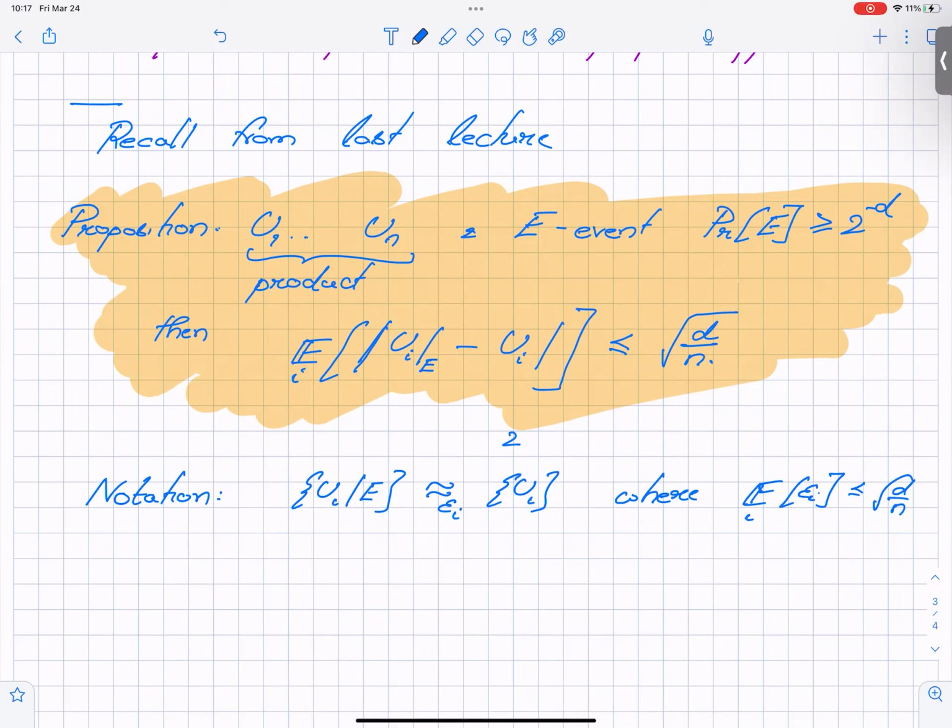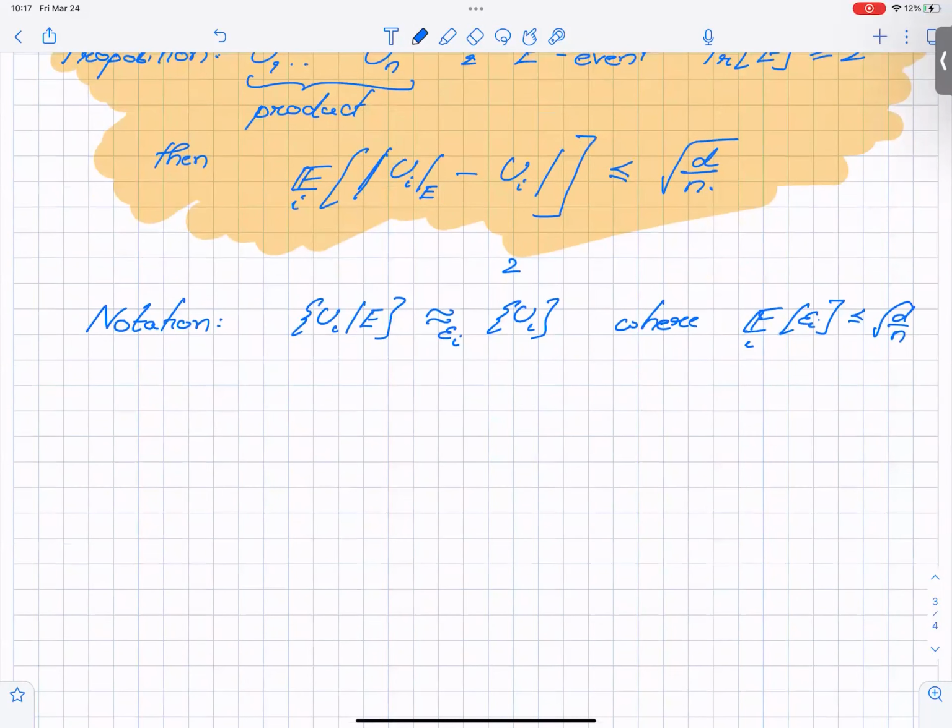There are going to be so many such expectations going on in the picture, so I'm going to write it even more succinctly. Another succinct notation I'm going to write is just UI conditioned on E, square root D over N, close to UI.